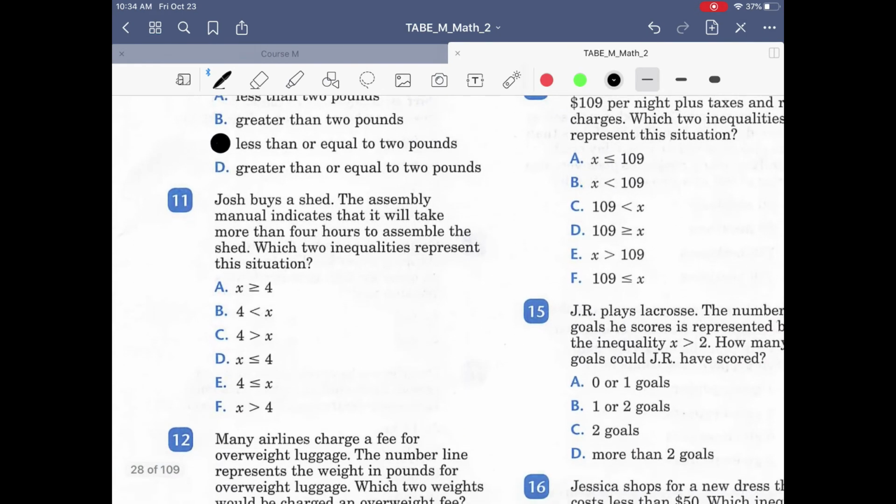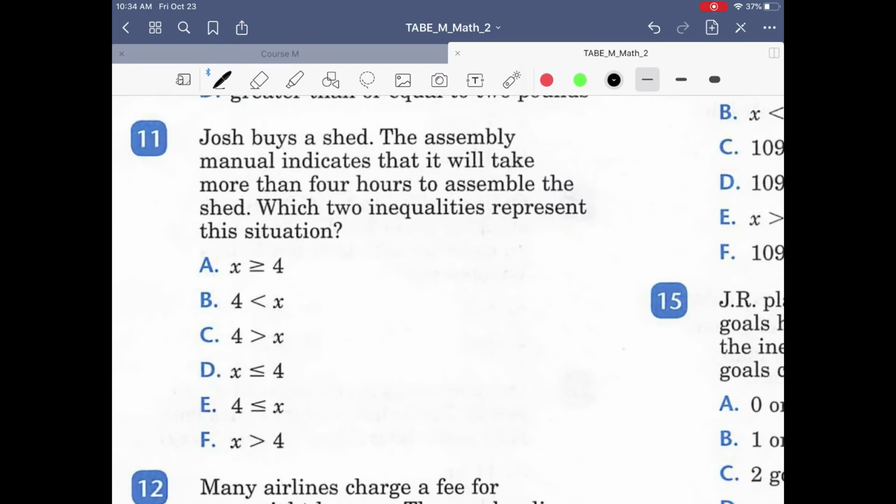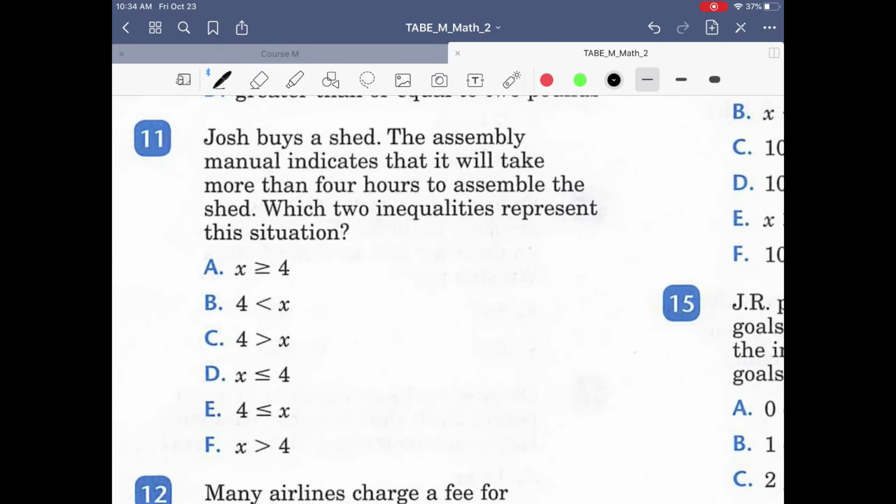Number 11. Josh buys a shed. The assembly manual indicates that it will take more than 4 hours to assemble the shed. Which two inequalities represent the situation? So let me graph it for you.